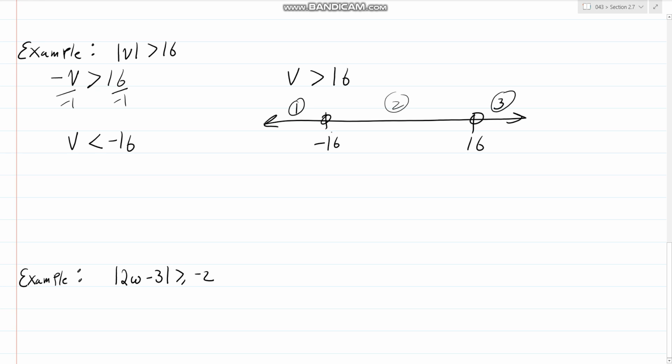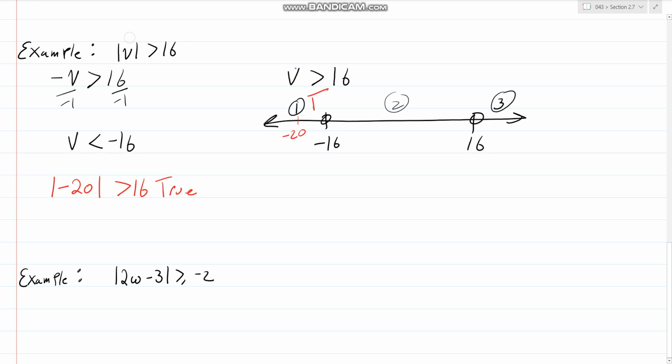So let's see what happens if I pick a number that is in region 1. So I need a number that's less than -16. Let's call it, I don't know, -20, and see what happens. So plugging in the original inequality, the absolute value of -20 is greater than 16, and that is true. So that's a true statement, so I want to include that region.